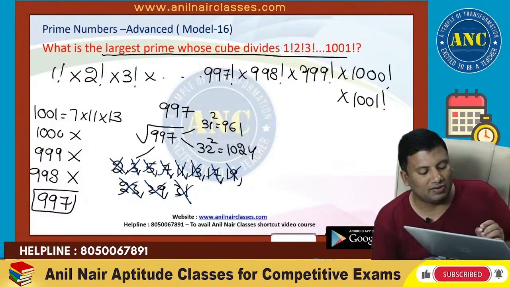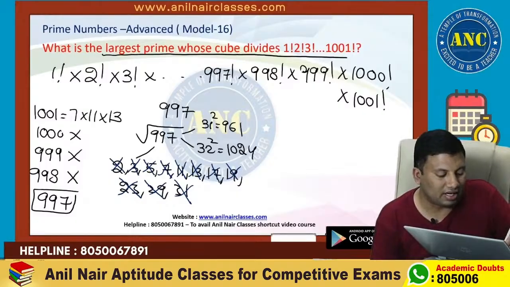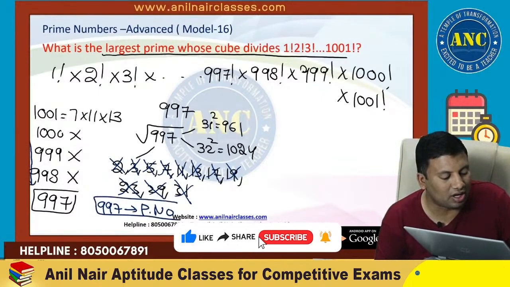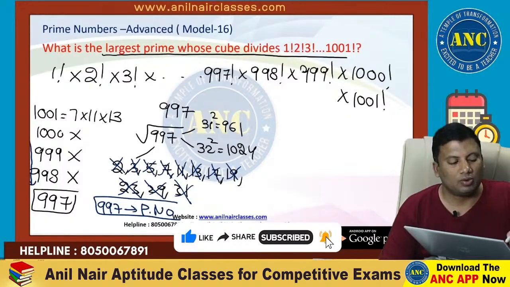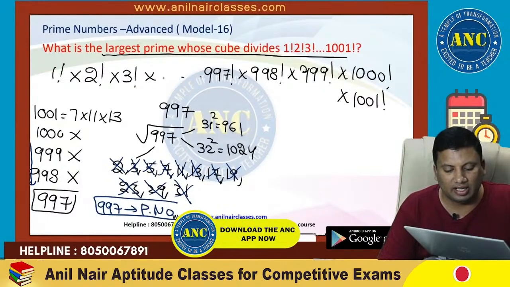It is not divisible by any of the prime numbers less than the square root of n. That means 997 is a prime number, because it is the largest. I am coming from 1001 onwards, going back. 1001, 1000, 999, 998, it is not possible. So 997 it is possible.